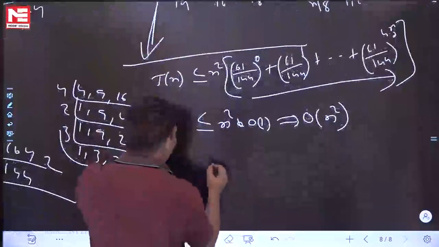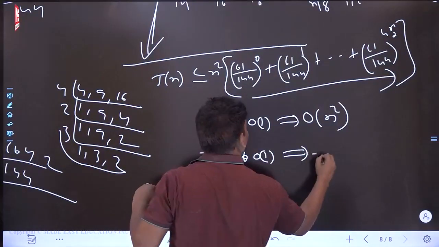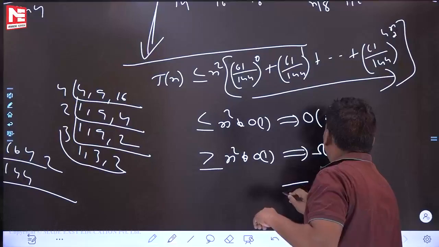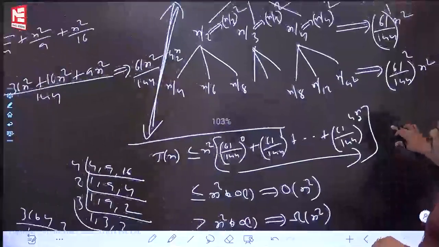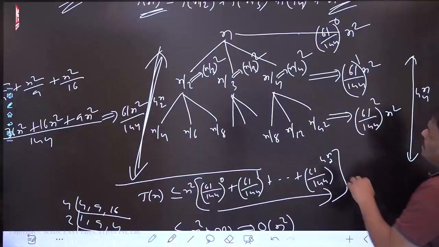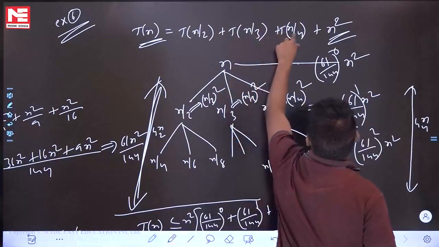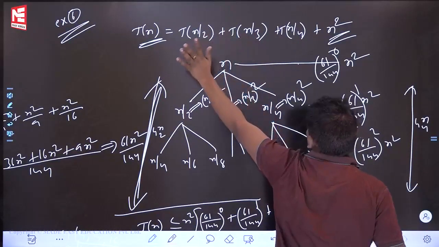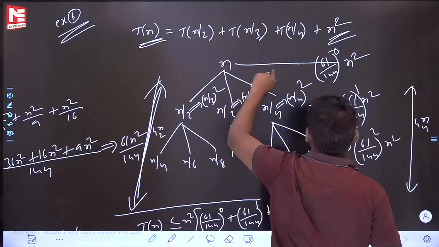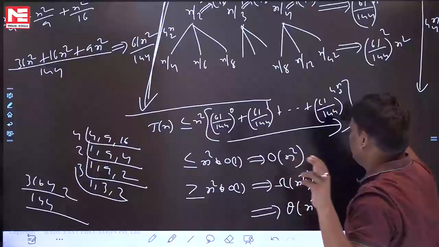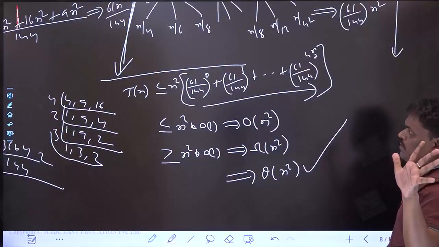I think omega is also the same, please verify. n square into constant of 1, so omega of n square. Finally, theta of n square. Please be careful, there is nothing special in this problem unlike previous problems. The only thing is n by 2, n by 3, n by 4. One gives the larger height, one gives the lesser height, and the middle one don't bother. So this gives the upper bound and this gives the lower bound because of the decreasing GP series, differing only by a constant. So theta is also possible. The answer to this problem is theta of n square.